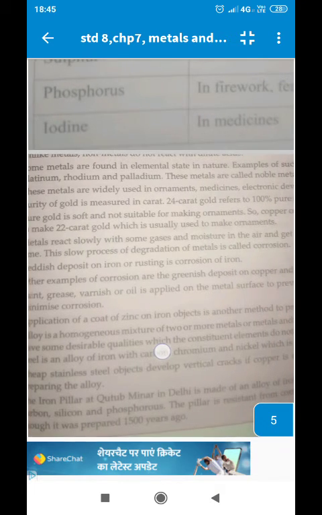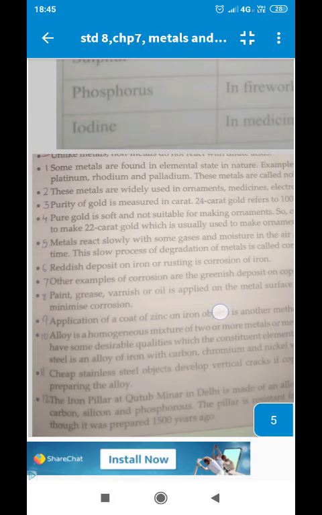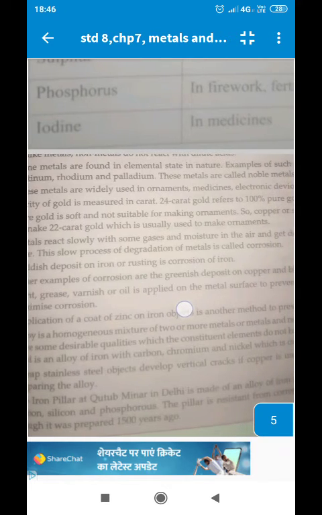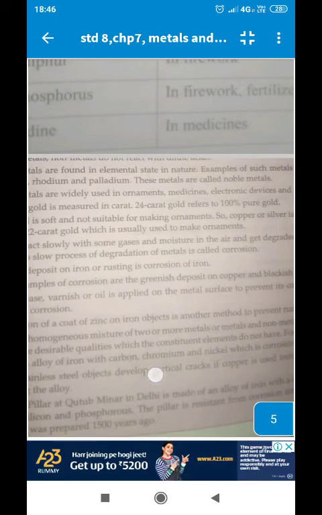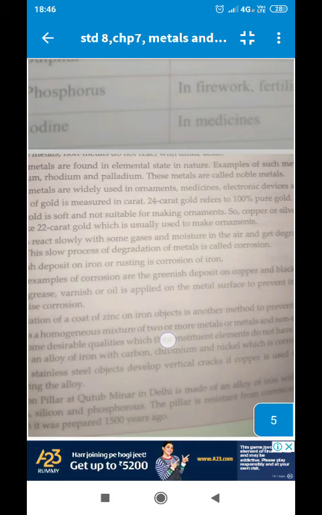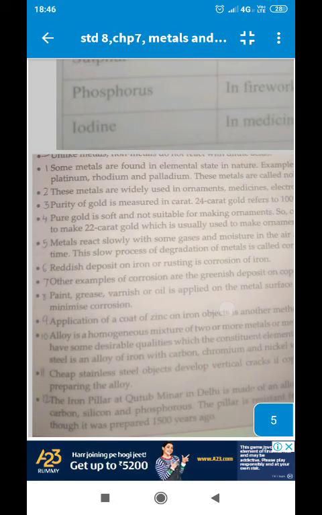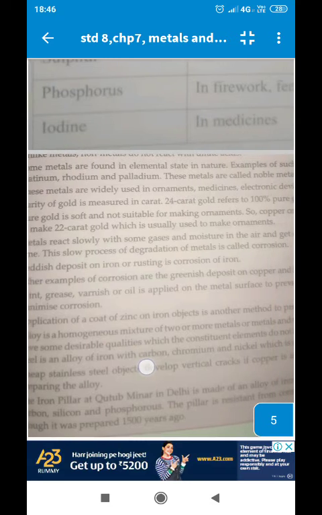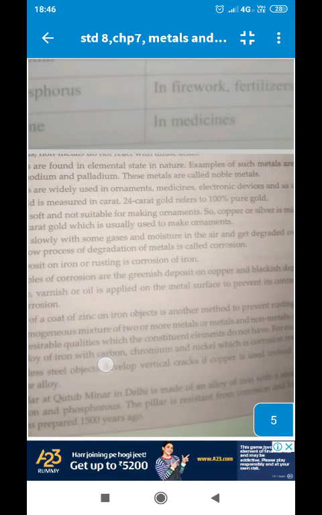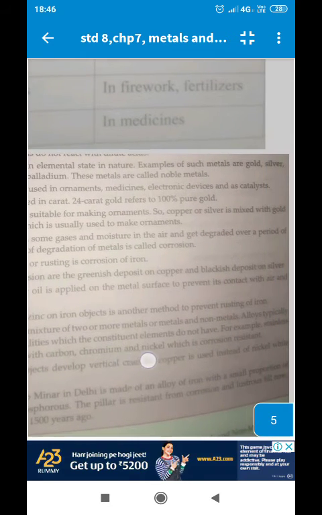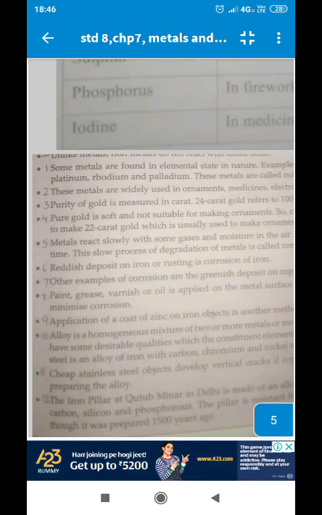Metals react slowly with some gases and moisture in the air and get degraded over a period of time. Slow process of degradation of metal is called corrosion. Reddish deposits on iron on rusting is corrosion of iron. In Hindi, we say jang lagna. Other examples of corrosion are the greenish deposits on copper and blackish deposit on silver.